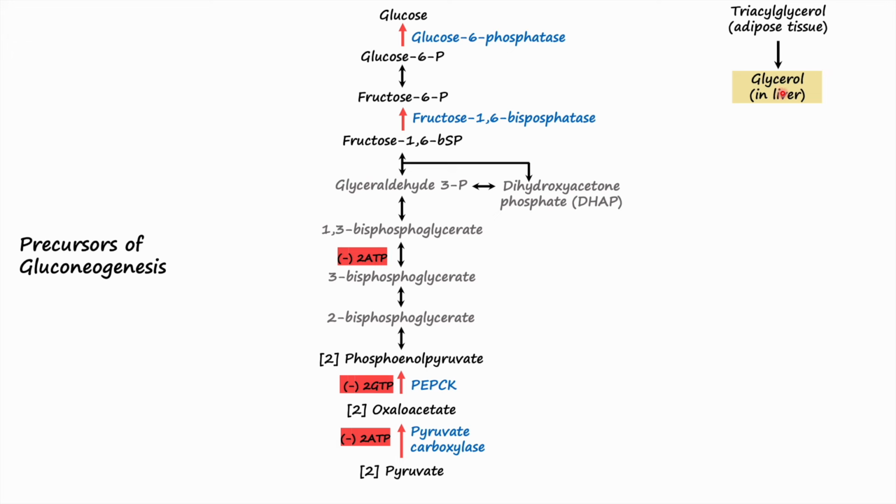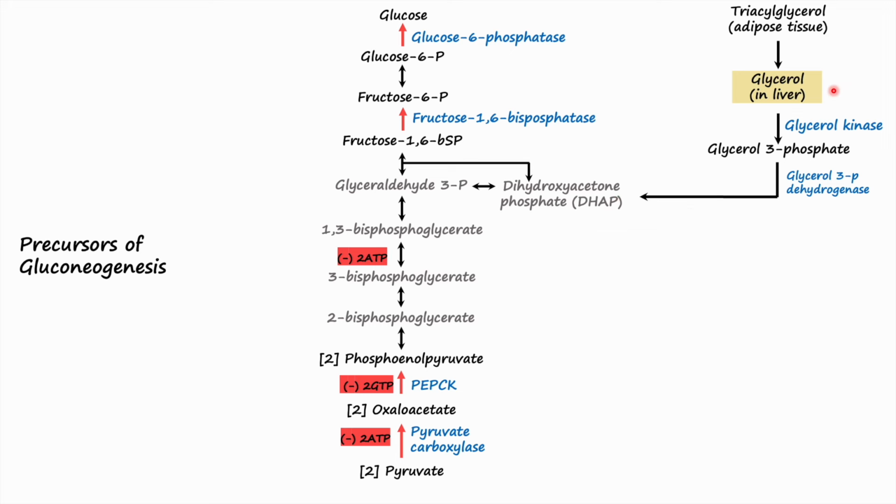Now glycerol, through blood, is then transported into the liver, and in the liver, glycerol is converted to glycerol 3-phosphate with the help of glycerol kinase enzyme, and glycerol 3-phosphate is then converted into dihydroxyacetone phosphate with the help of glycerol 3-phosphate dehydrogenase. And dihydroxyacetone phosphate is an intermediate of glycolysis.